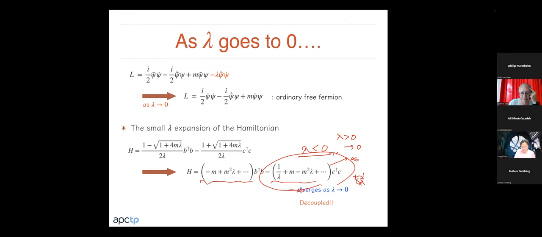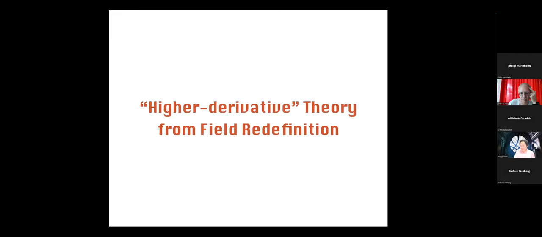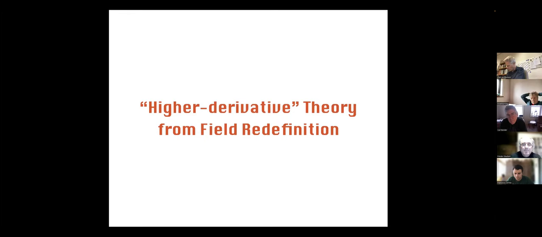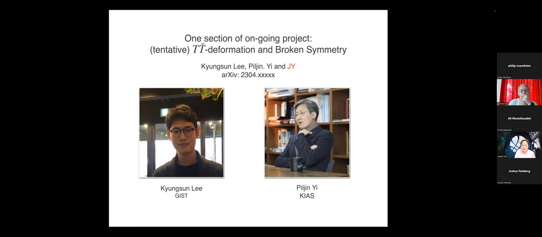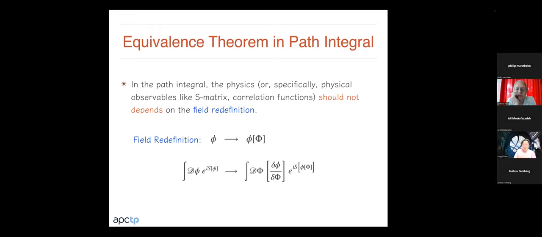Okay. So we studied this one because it appeared in our TT-bar deformation. At that time, we didn't know about this fermionic case, so this just works. This is another work. I will not talk about the instability, which is why I am also using quotation marks; you will see why. This work is also part of ongoing work, and this is just one small section to explain something else. This paper has nothing to do with higher derivative theory, but is more about TT-bar deformation and broken symmetry. But at some point we needed an equivalence theorem, which exists in the past in quantum field theory, in QFT.